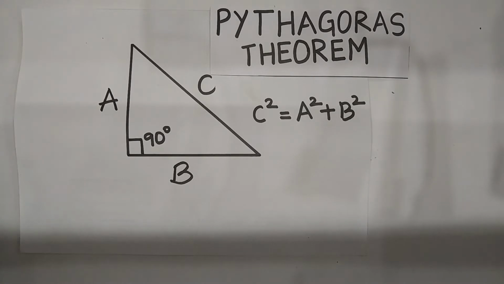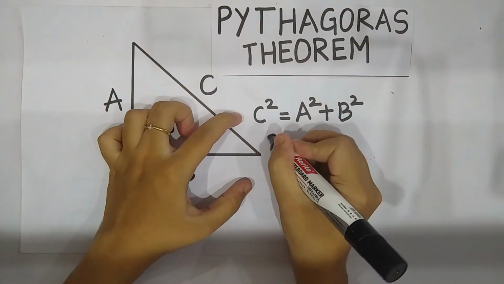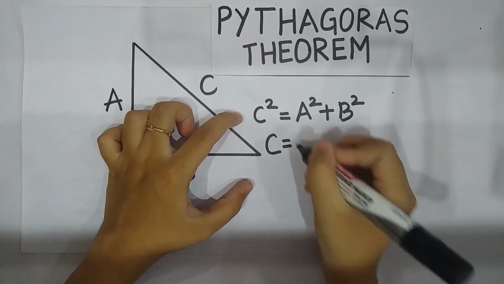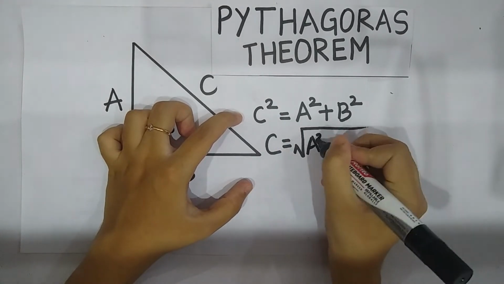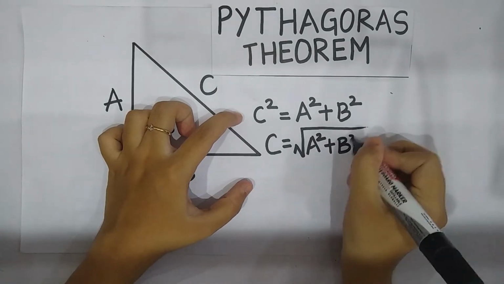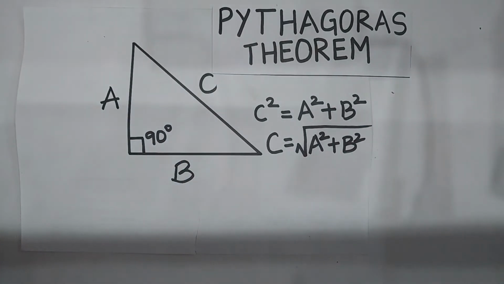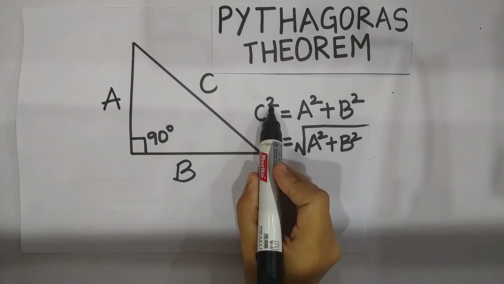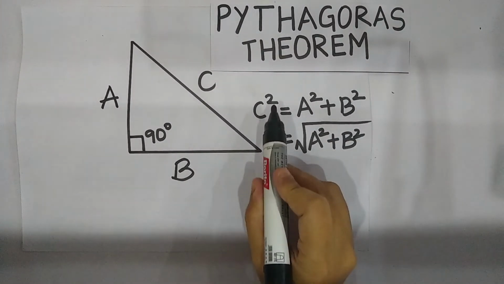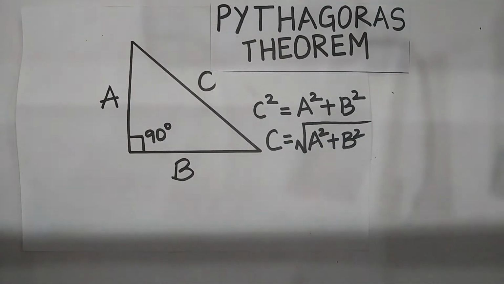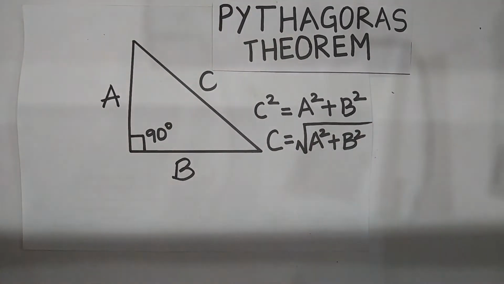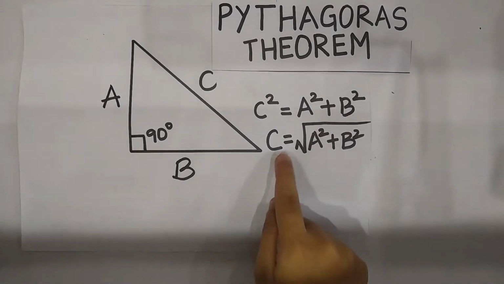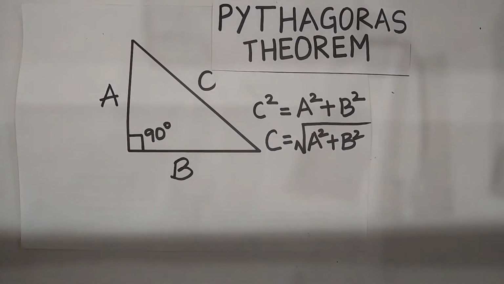Here, you can also say that C is equal to the square root of a square plus b square. How did we get this? We remove the square from here, and when you remove the square, on the other side it becomes the square root. So C will be equal to the square root of a square plus b square. So this is the formula that we'll be using to find the distance.